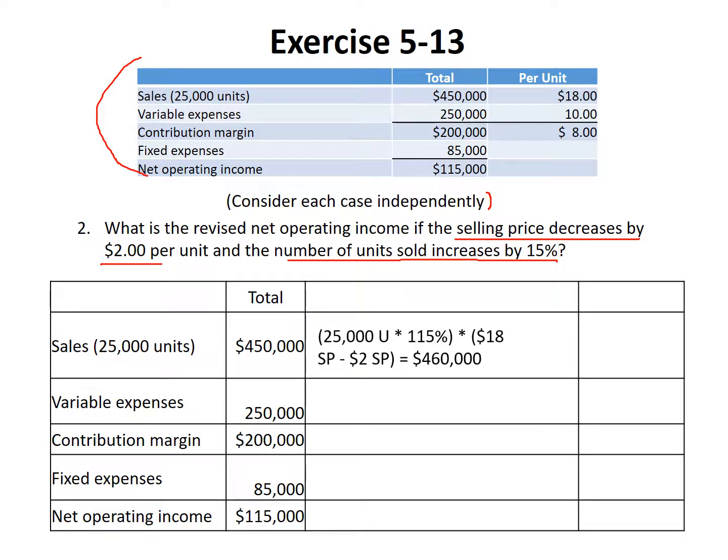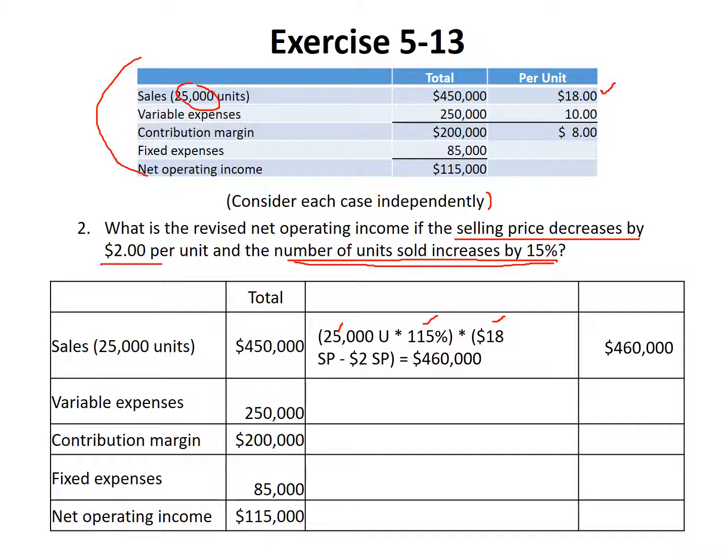Okay, we know we're starting out with 25,000 units again. We're told that the number of units sold increased by 15%. So it's 25,000 units times 115%. But we've also been told that the selling price per unit decreases by $2. So that's going to be the $18 selling price we originally had, minus $2. So in effect, it's $16 per unit. If we do the multiplication, it comes out to $460,000. So that's the amount of our total sales for the units.